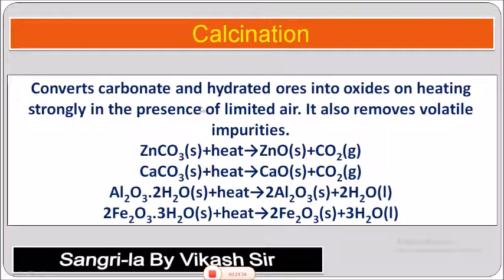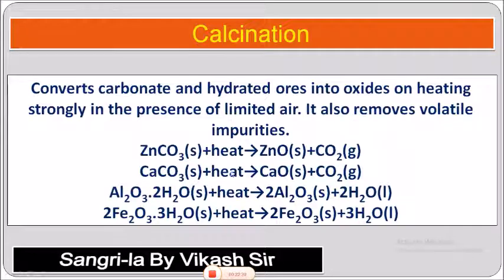Now the second process is calcination. It converts carbonate and hydrated ores into oxide on heating strongly in the presence of limited air. Why limited air? Because oxygen is already contained in the particular ores, so a limited supply or absence of oxygen is required here. Here you are seeing that when we give heat to zinc carbonate, it gives zinc oxide plus carbon dioxide. These reactions are endothermic reactions, and the last reaction was also endothermic. So zinc carbonate gives zinc oxide, and from here we can get zinc.